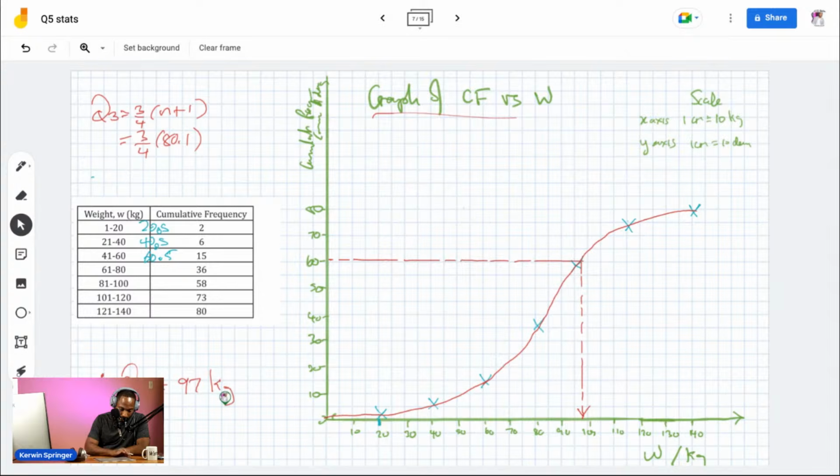Now, hold up. You see this here? I should put equal to the 60.75 or something like that too. Did I put 80? Sorry, my bad. It should be 81. And this is the 60.75. And then you put Q3 like this.